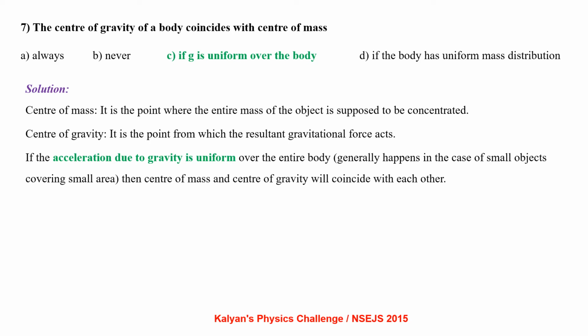Center of mass is that point where the entire mass of the object is supposed to be concentrated. Center of gravity is that point from which the resultant gravitational force acts. If the acceleration due to gravity is uniform over the entire body, generally this happens in the case of objects occupying a smaller area, then the center of mass and center of gravity will coincide with each other.